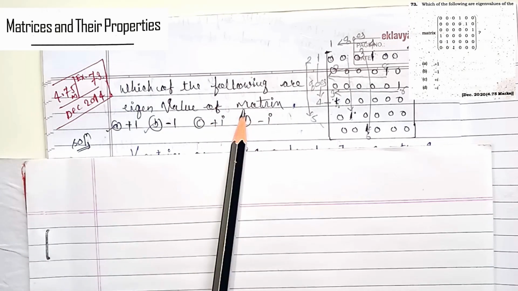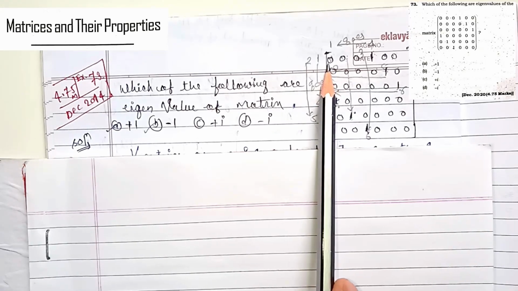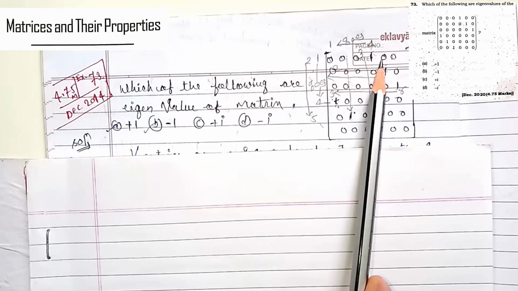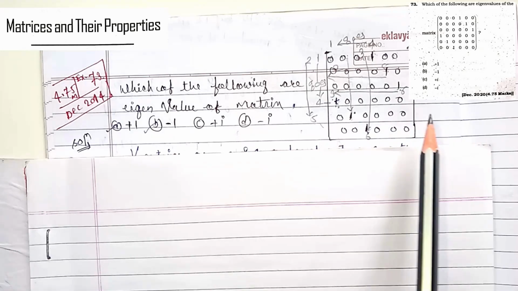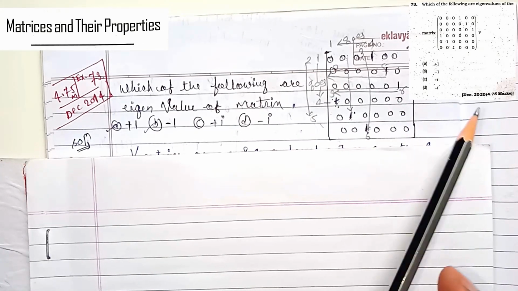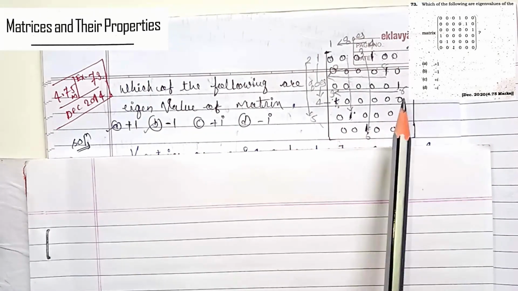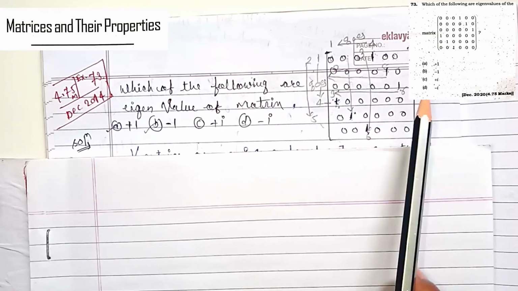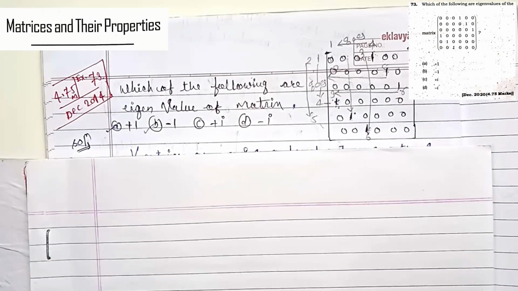We know that a matrix can have more than one eigenvalue. How many rows and columns does it have? It has 6 rows and 6 columns, that means a 6 by 6 matrix. A 6 by 6 matrix has exactly 6 eigenvalues. Okay, so let's get started on today's solution.